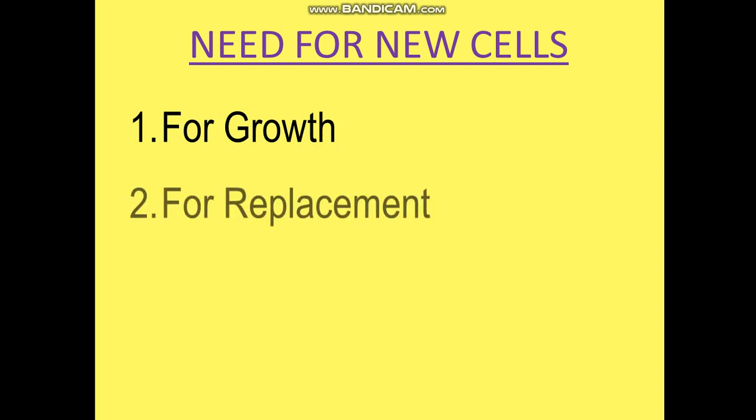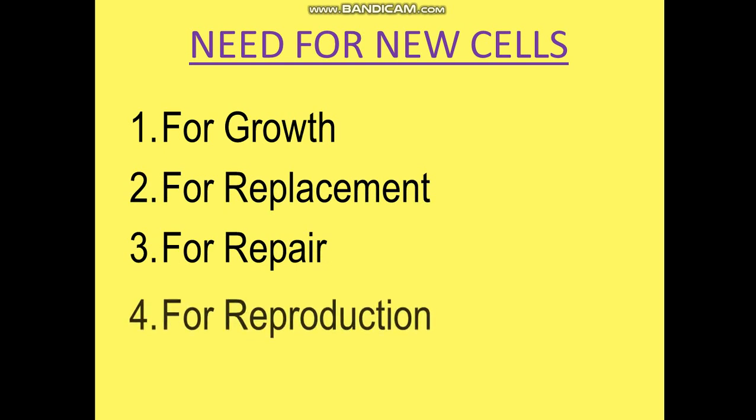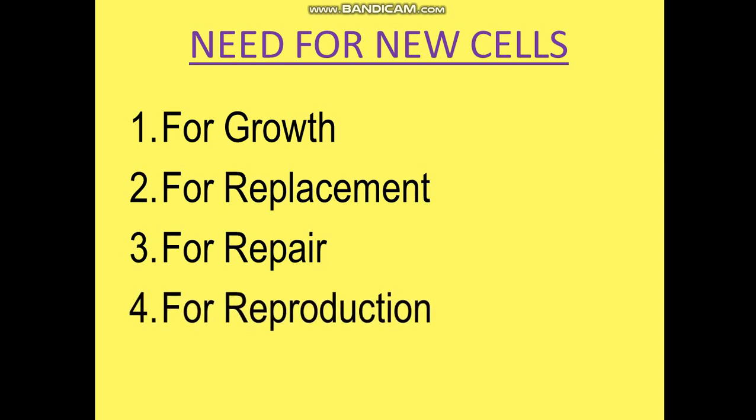The cell is dividing for 4 different things. The first is for growth. The second is for replacement. The third is for repair. And the fourth is for reproduction. Clear? So these 4 points you need to understand. The easy way to remember: GRRR, GR3. Whatever is your keyword. This is a very simple and easy way of remembering things in sequential order.